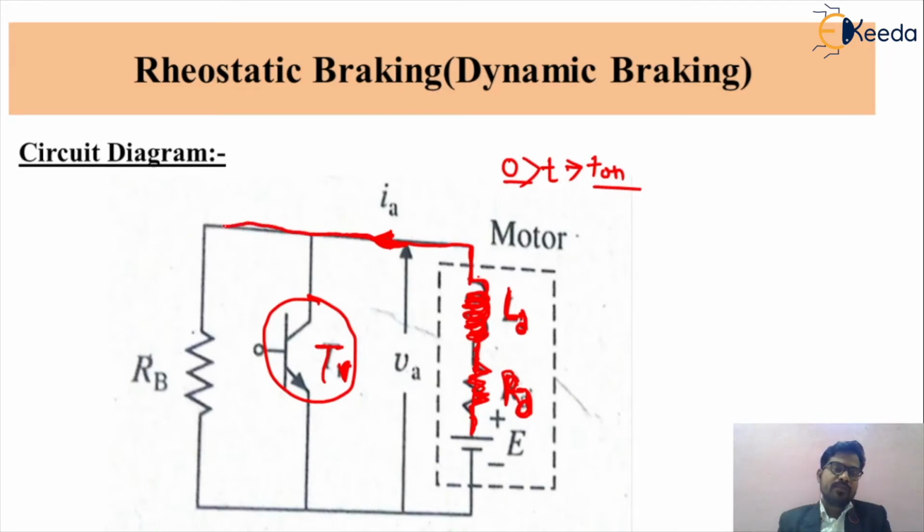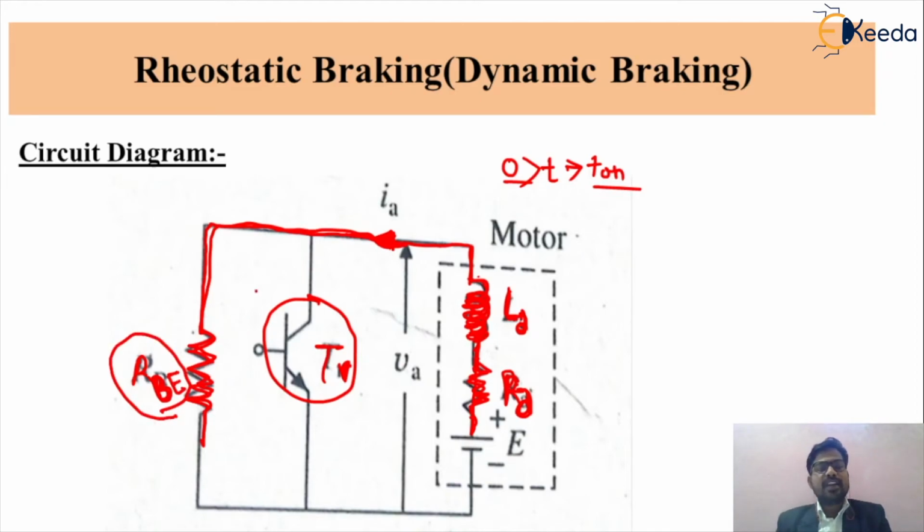Now it will be dissipated in the braking value of resistance. Previously it was in concern with regenerative braking, that is feedback to the supply. But now the energy which is stored in that particular inductance will be dissipated in the braking resistor, that is RB. Now we call it RBE. What do we mean by RBE?